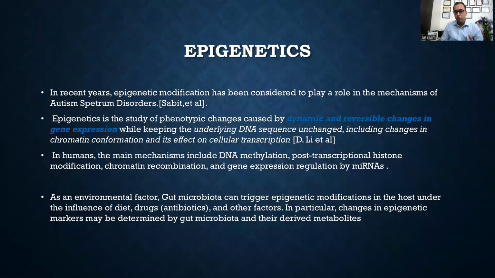So now we have talked about the environmental factors. So let's talk about what is epigenetics. In recent years, epigenetic modification has been considered to play a major role in the mechanism of autism spectrum disorders. Epigenetics is the study of phenotypic changes caused by dynamic and reversible changes in gene expression, while keeping the underlying DNA sequence unchanged. So that is the major difference between epigenetics and genetics.